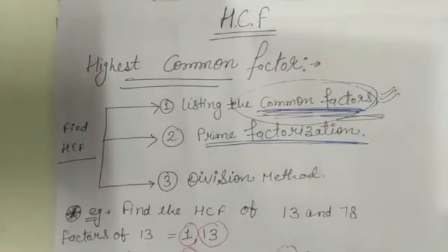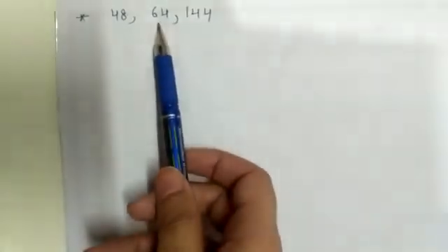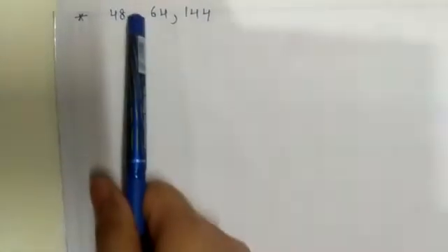Okay, so let's start. This is the question: we have to find the HCF of 48, 64 and 144. So firstly, find the factors of 48, 64 and 144. That means you have to find the numbers in whose table these numbers come. I'll tell you how.